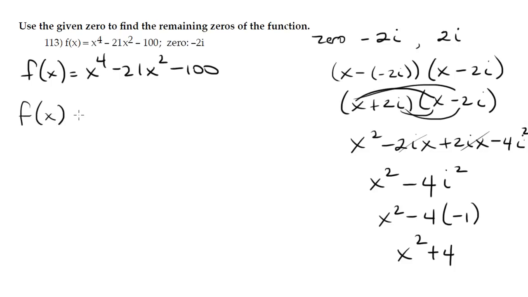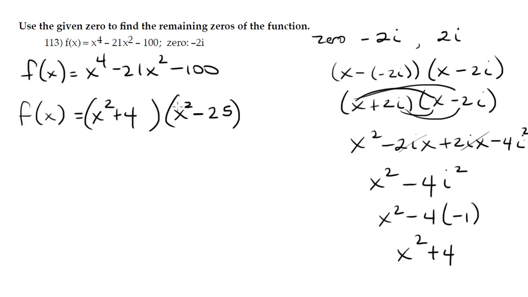So this is degree 4, right? So if I know x squared plus 4 is the multiplied form of two of my zeros, can I figure out what another factor would be? Because I know this times this has to give me x to the 4th, so maybe that's x squared there. And I know this times this has to give me negative 100. So maybe that's negative 25.